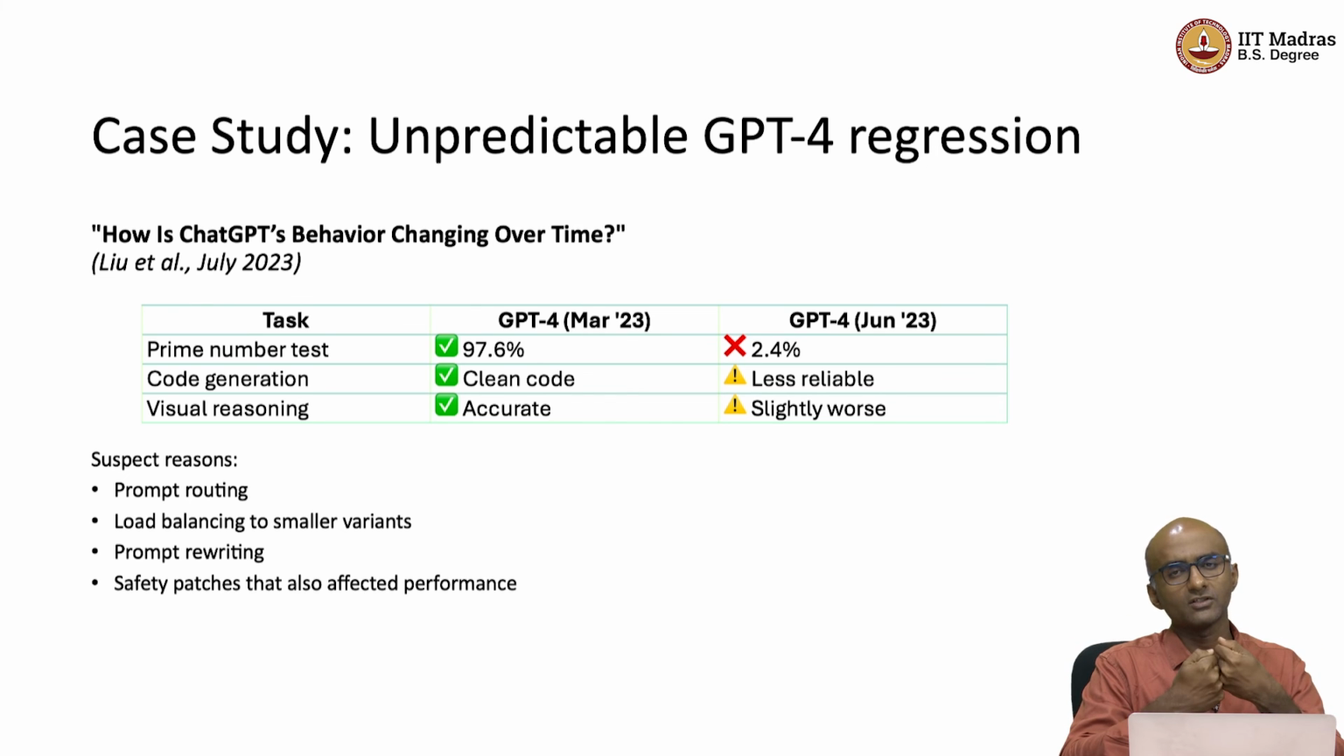And one such load balancing decision might have been to route it to a smaller quantized model, not the actual GPT-4 model itself. You might ask, why did they do that, right? Because it's breaking a promise with respect to using a smaller variant which is less accurate, etc. That's a different question. But load balancing might have happened to a smaller variant.